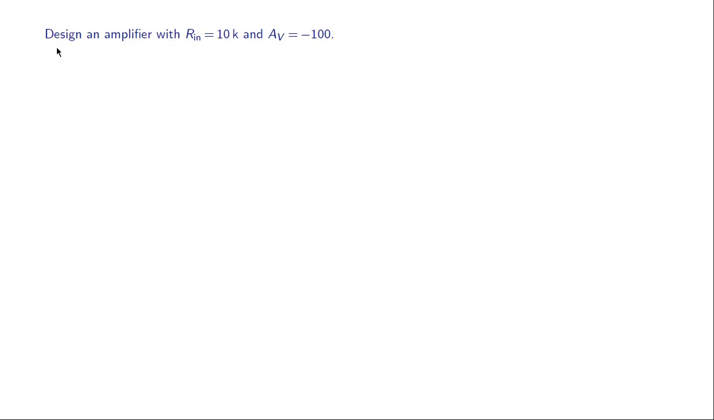Let us do this design problem. We want to design an amplifier with Rin equal to 10K, the input resistance of the amplifier, and a voltage gain of minus 100. We have already seen an op-amp circuit, the inverting amplifier, which gives us negative gains. So we can choose that. The input resistance should be 10K of this amplifier. So let us see what that gives us.